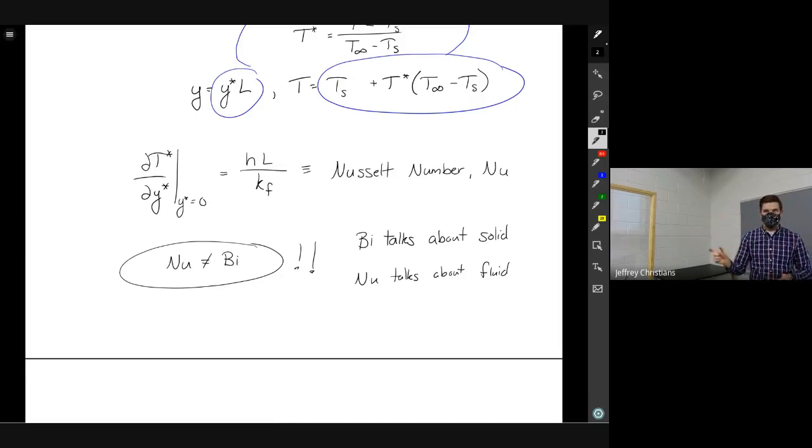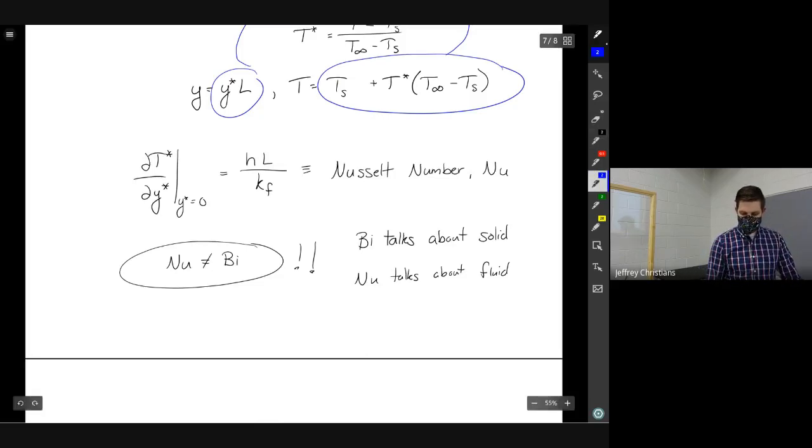So they're really similar. They have hL over k. The Biot number is hL over k. But the fundamental difference is which side of the surface they are talking about. Are they talking about inside the solid, or inside the fluid? The Nusselt number is going to be super important because if you know the Nusselt number here, that's talking directly about the temperature gradient in the fluid.